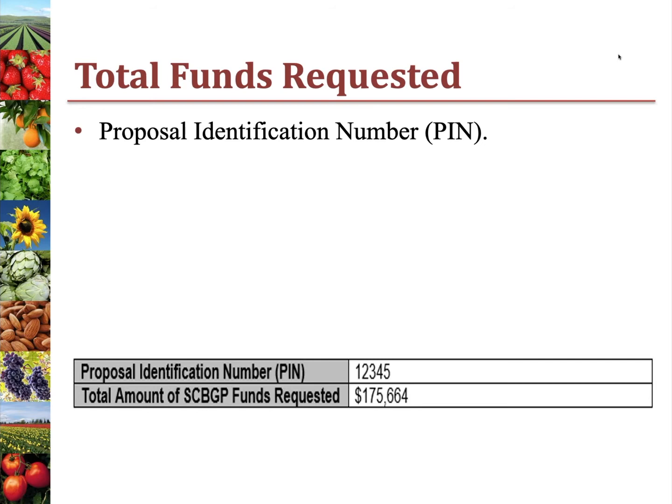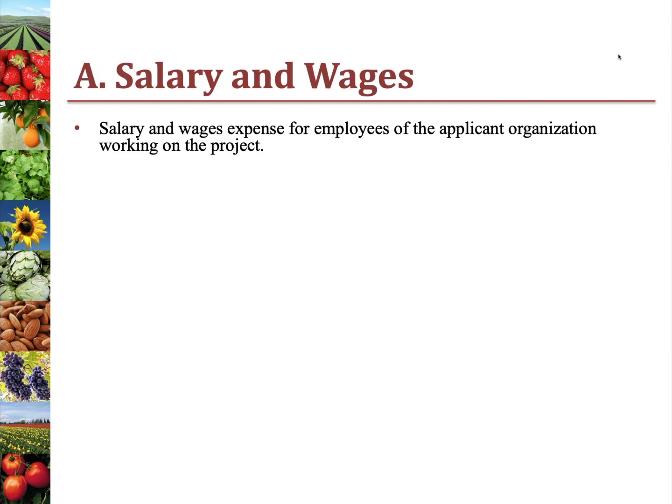At the top of the budget narrative, enter the proposal identification number or PIN number assigned to your project in FAST, and the total amount of SCBGP funds requested for your project. As mentioned, this is the sum of budget narrative categories A through H and should match the amount listed under funds requested in FAST. Please make sure the total amount requested is within the allowable range and rounded to the nearest dollar.